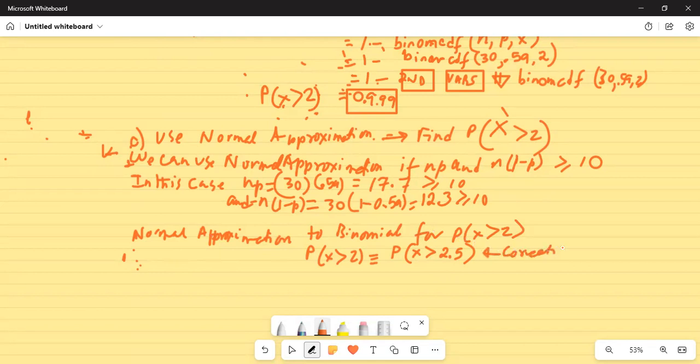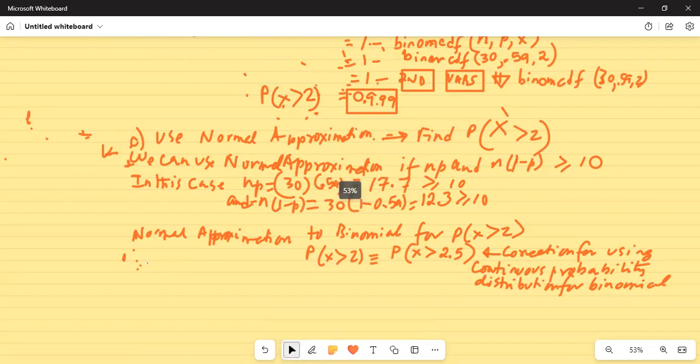Correction for using a continuous probability distribution for a binomial, which is a discrete probability distribution. Now we need to know the mean and the standard deviation of this normal distribution. So let's move up.